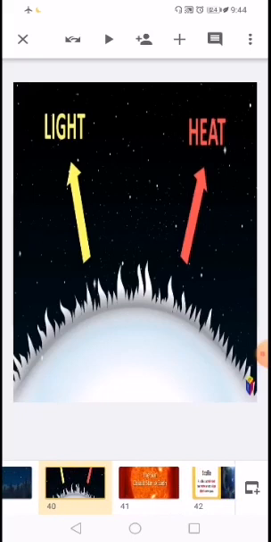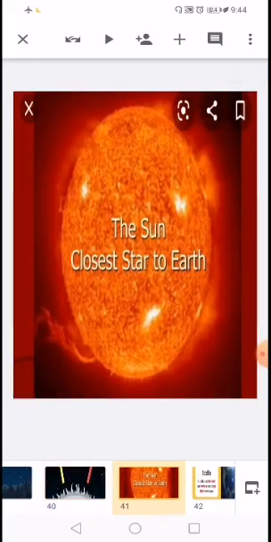The Sun is also a star. It is the nearest star to our Earth. That's why it looks the biggest and brightest of all the stars. The Sun is much closer to the Earth than the other stars.